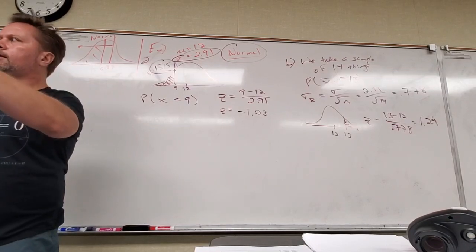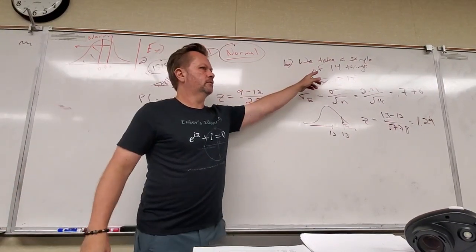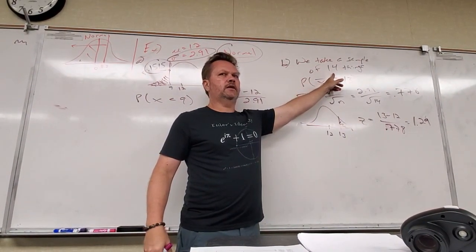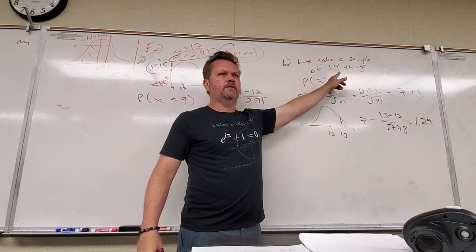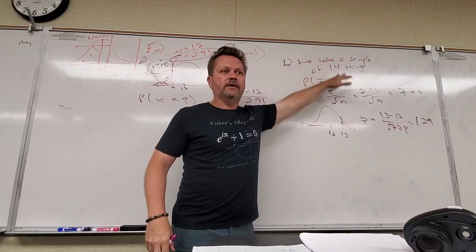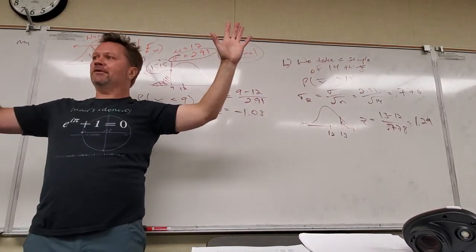Now, real quick, is anybody concerned? What does my sample size have to be bigger than to say that it's approximately normal? 30. It's got to be bigger than 30. This is not bigger than 30, correct? But why am I still able to do it? Because it was already normal, right?